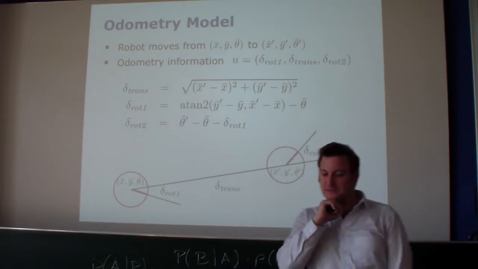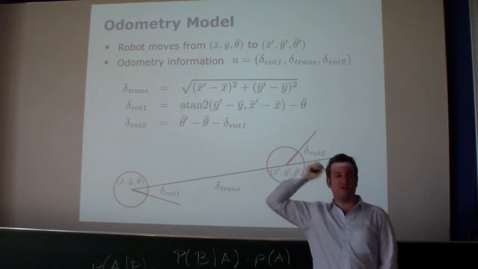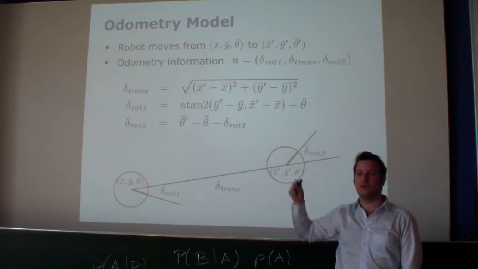Okay, so given that we have noise in the system, how could we actually model the noise given that we assume this model over here? How could we actually encode noise into that system?